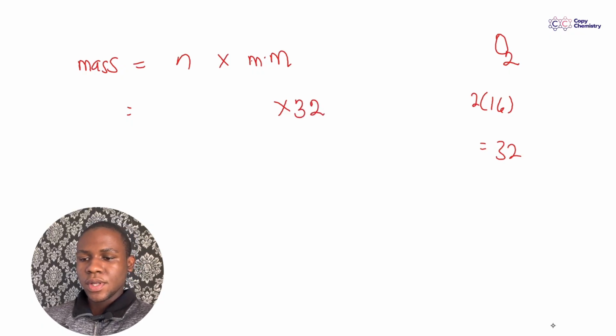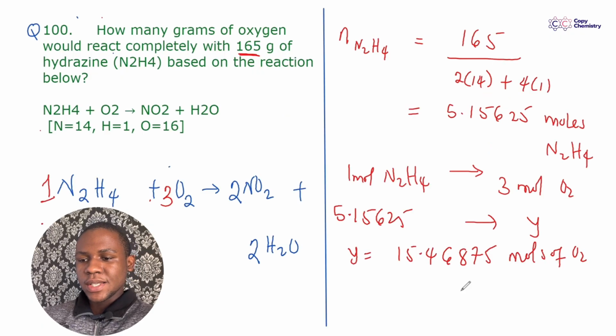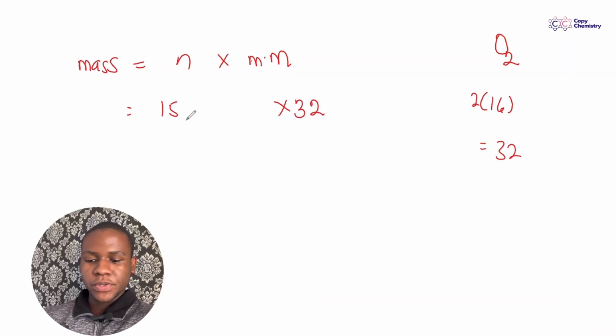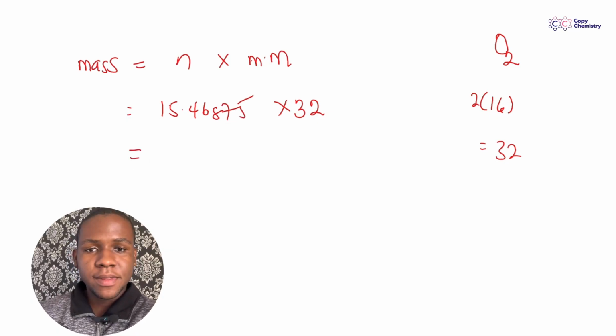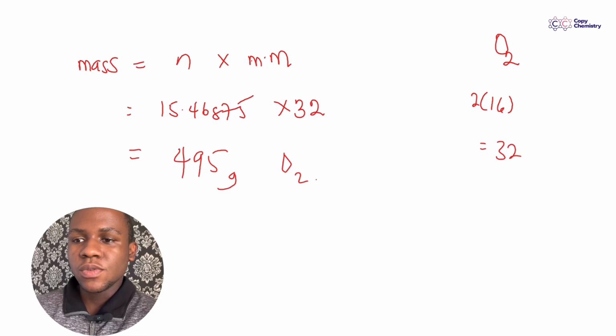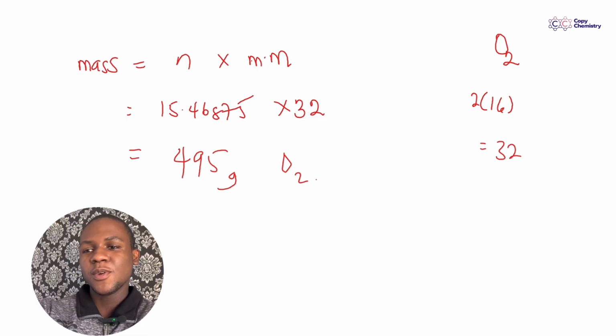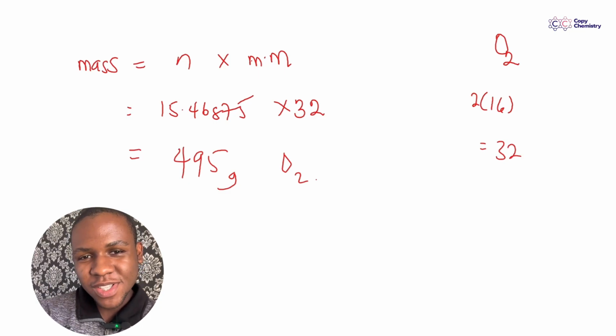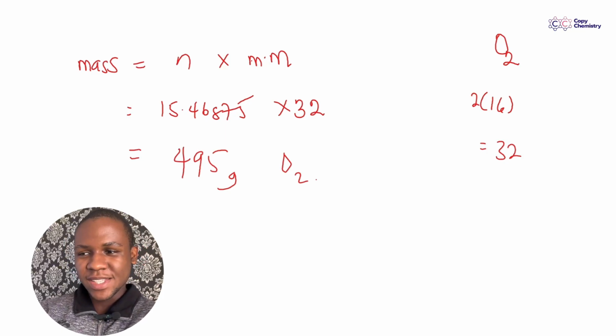Okay, so let's do that. Number of moles is 15.46875. And when I multiply that by 32, I will have 495 grams of oxygen. And that is the answer to this question, meaning that we have also solved the 100th question, and that is amazing.